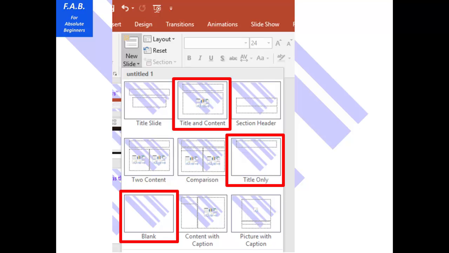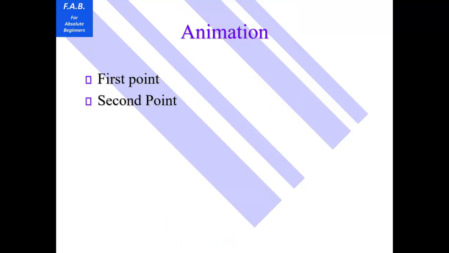You see off to the left of title and content, title slide. Sure, you might have that as your first slide, but let's focus on the most common ones that we're going to use. Title and content, far and away the most. I'll use title only if I want a title, but I want to put graphics there. I'll use blank if I just want to use graphics even without a title.